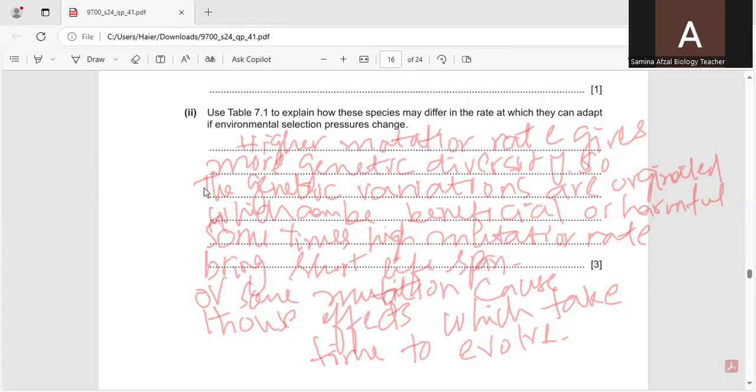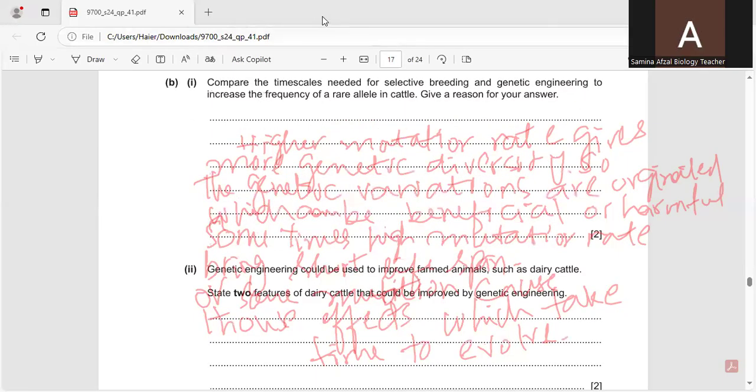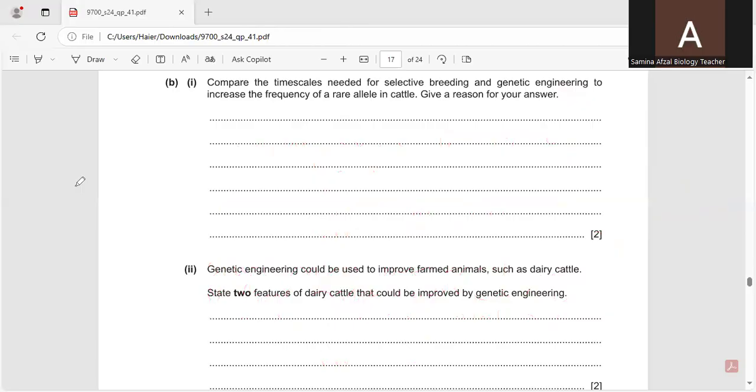We are moving towards the next question. Question number B part. Compare the time scales needed for selective breeding and genetic engineering to increase the frequency of a rare allele in cattle. Give a reason for your answer. So we will compare selective breeding and genetic engineering to increase the frequency of rare allele in cattle.